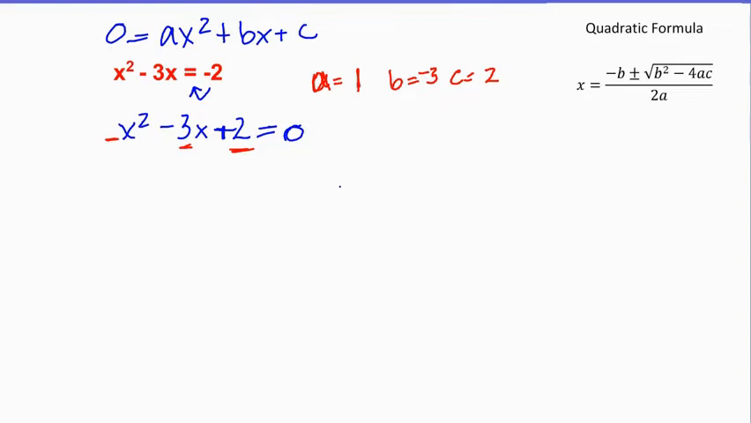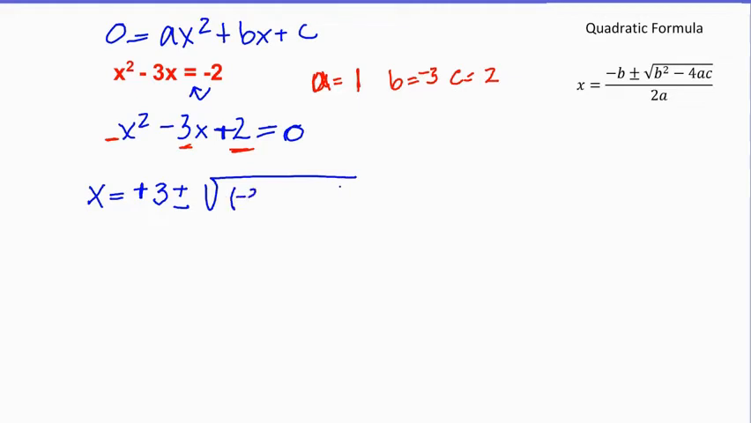Okay, so now I'm just going to plug it into my formula and go for it. So x equals negative b. My b is already negative, so a negative 3 would be a positive 3, plus or minus the square root.